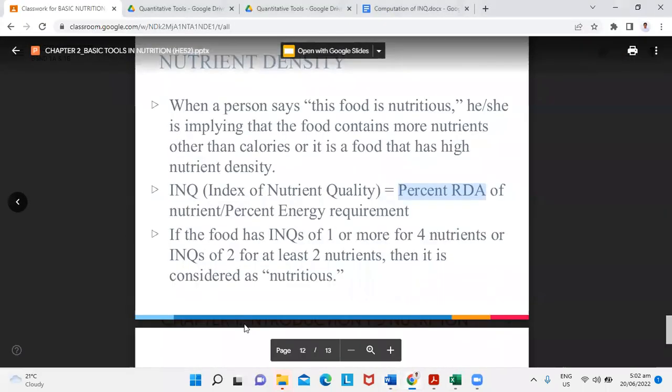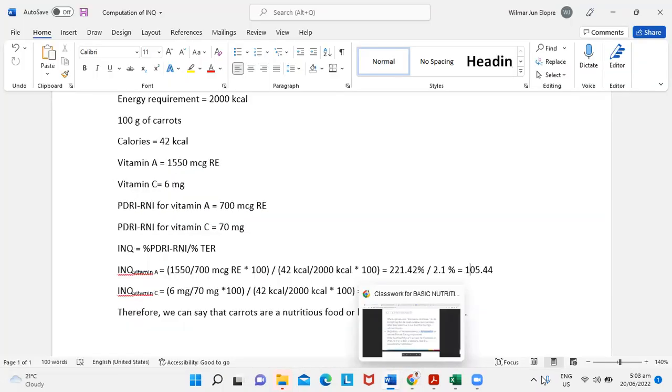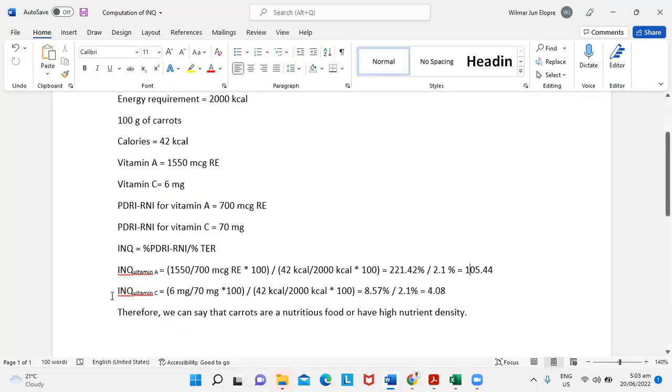So isa na lang atong kulang para ma-consider nato nga kaning carrot maingon nato nga nutritious. Okay? Kay INQs of 2 for at least 2 nutrients, pwede naman nato ma-consider ang food as nutritious. So let's confirm whether ang INQ niya for vitamin C is at least 2. Okay.